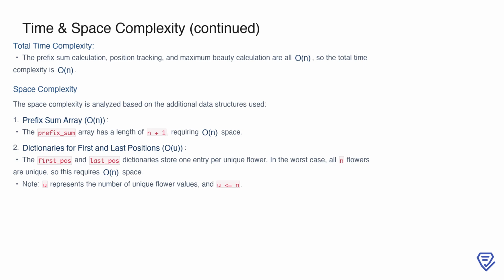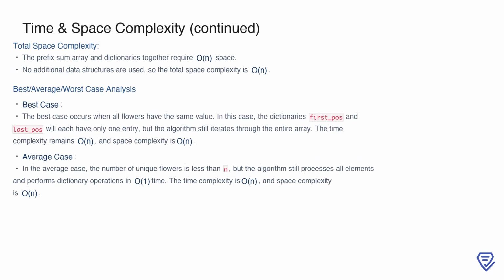Importantly, the number of unique flowers, represented as u, is always less than or equal to n. Since there are no other significant data structures used, the total space complexity remains O(n). With both the prefix sum array and dictionaries contributing O(n) space, the total space complexity is confirmed to be O(n).